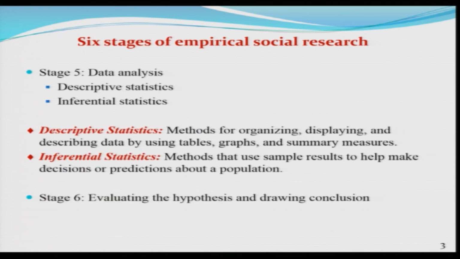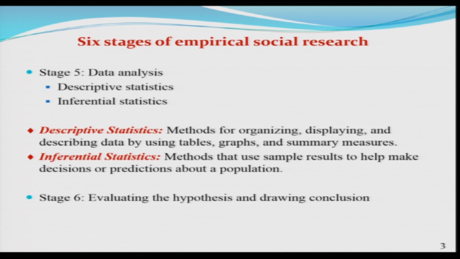So, now let us look at stage 5 of empirical social research strategies, and that is basically the stage of data analysis. In this stage we focus on two types of data analysis. One is called descriptive statistics and the other one is called inferential statistics. Now, what is descriptive statistics? It is a method for organizing, displaying and describing data by using tables, graphs and summary measures. How we are going to make tables, graphs, and what these summary measures are, these things will be clear to you as we move on in this course.